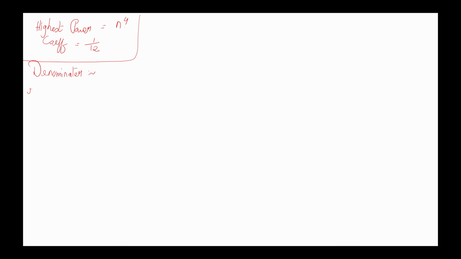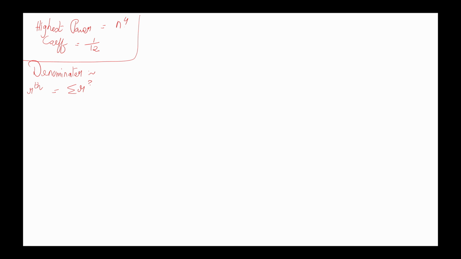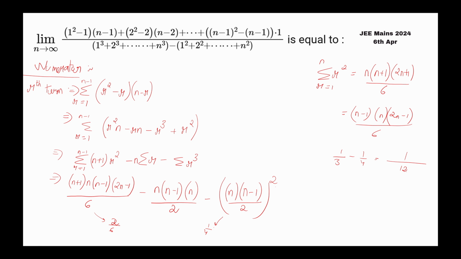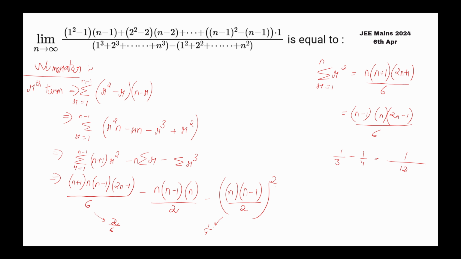What is my rth term in the denominator? How can I write down my rth term? It can simply be written as summation of r cube, where r is equal to 1 up till n, minus summation of r square. Here again I have r from 1 up till n, so I can simply use my formulas. I do not have to replace n with any other variables.